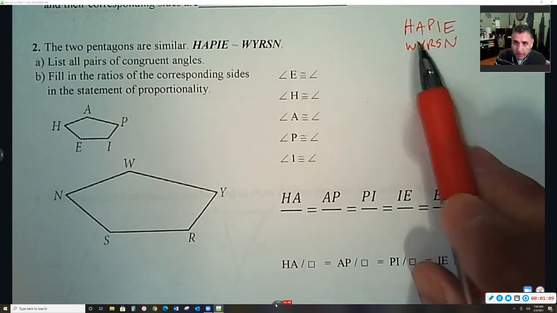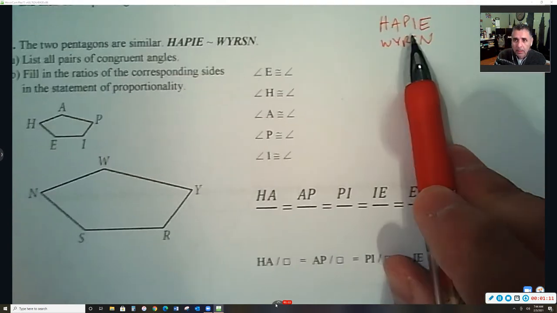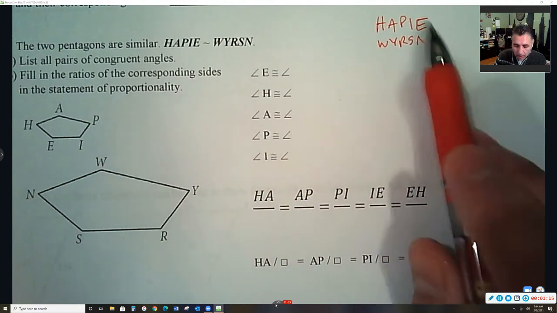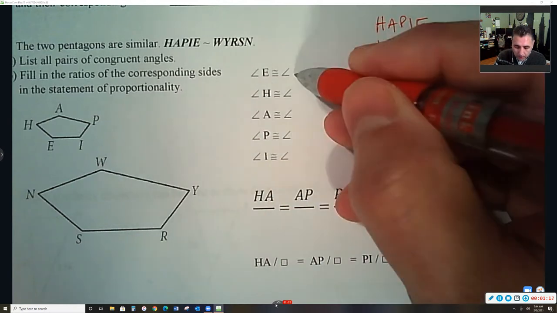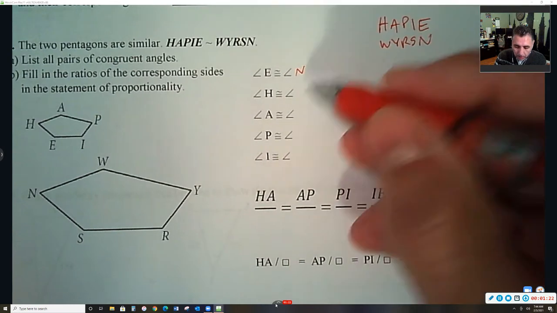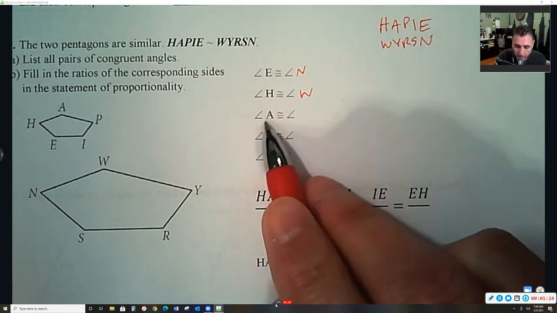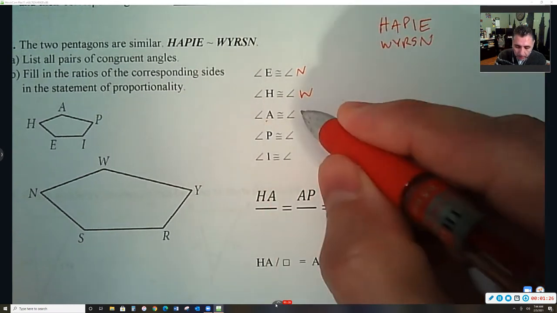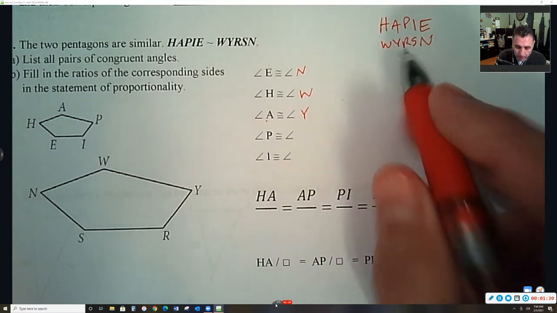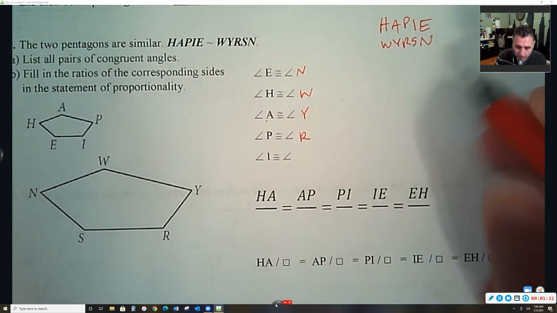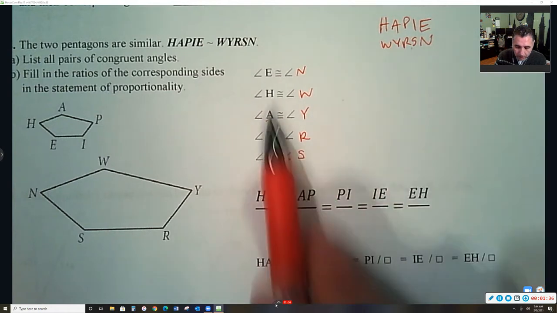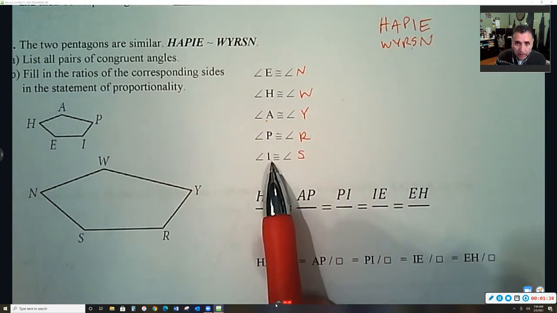And again, if you take these, and I think I've done this for everybody's class, but if you stack them on top of each other like this, then you can see which letters match up with which letters. Like angle E matches up with angle N. Okay, angle H matches up with W. And then A matches up with Y. And then P matches up with R. And then I matches up with S. Okay, so those are the list of the congruent angles.